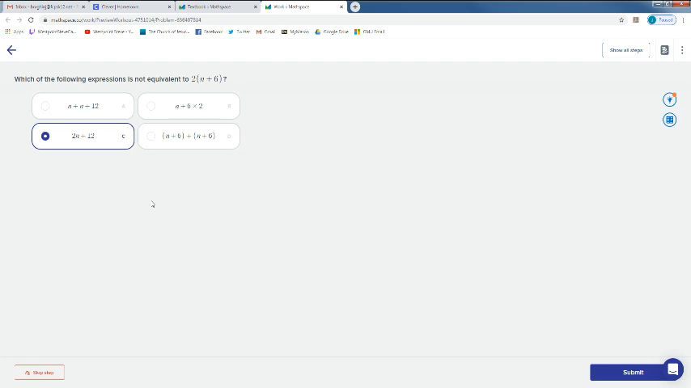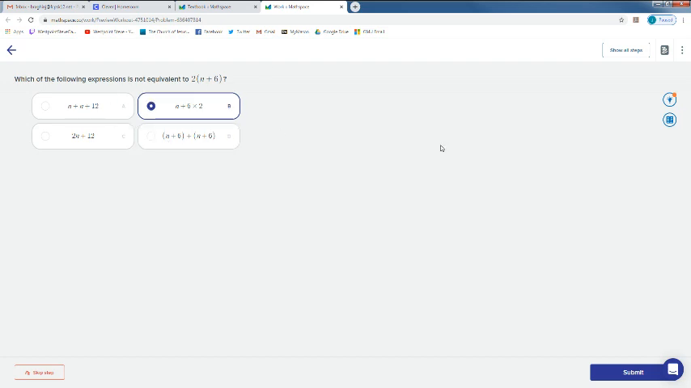But there's also other things that you guys can consider. Since I have two n's, I can also say n plus n plus 12. Okay, that is another way of saying it. And then this one here, since there's two n plus 6's, we can say n plus 6 plus n plus 6. So which of the following expressions is not equivalent? So A, C, and D are ones that are equivalent to this.